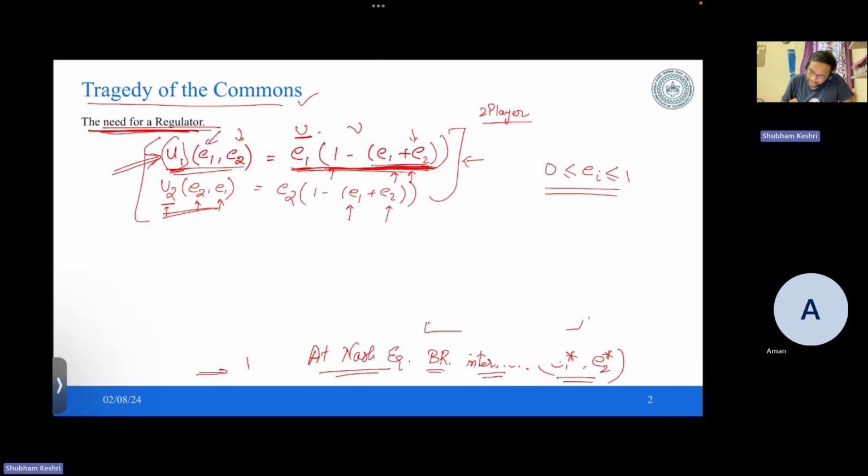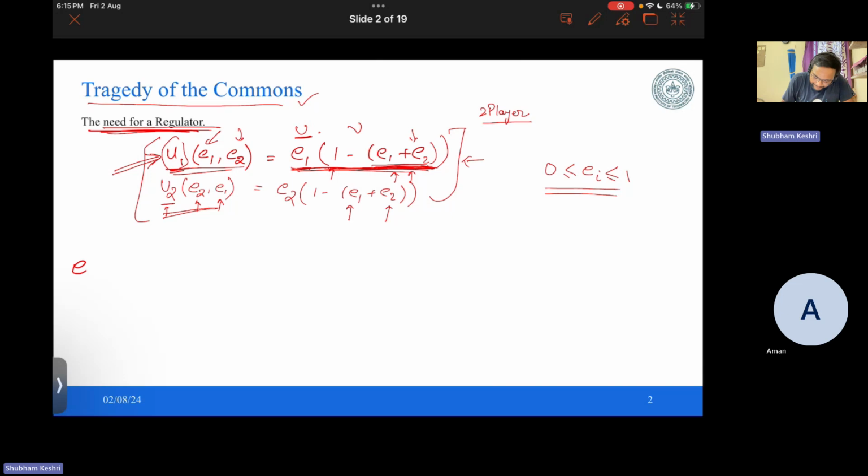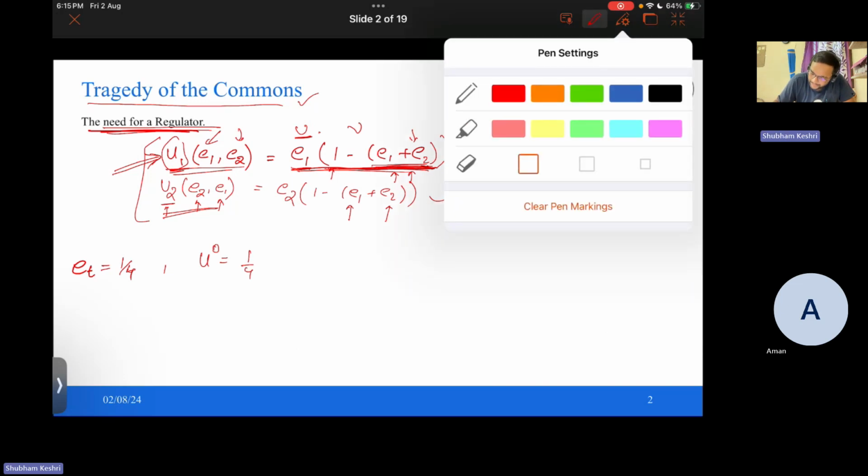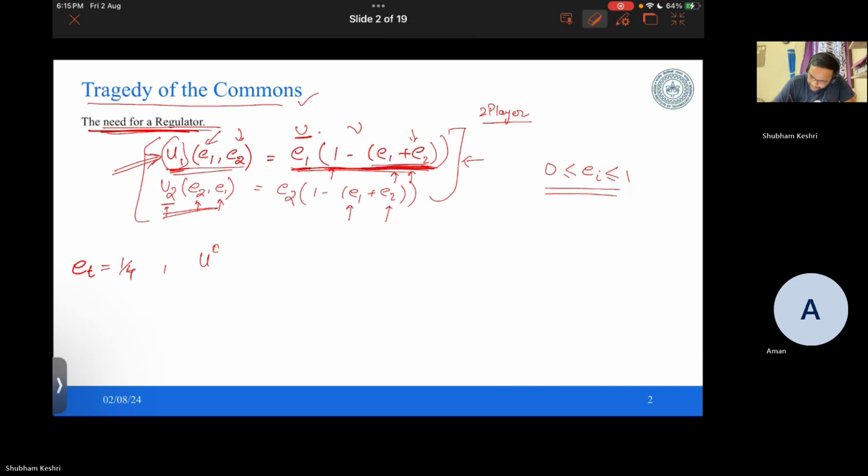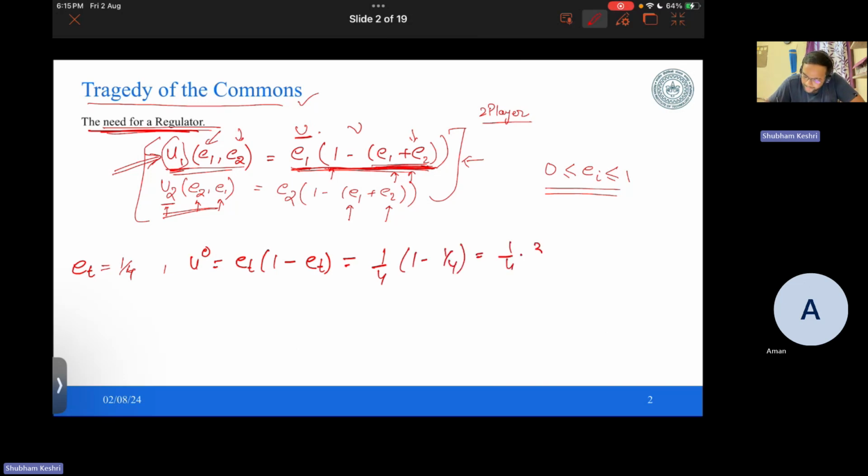So when we obtain the utility for ET as 1 by 4, the combined utility will become 1 by 4. So I will write the expression first. The expression is U0 is equals to ET times 1 minus ET. So the combined utility of both the players will become 1 by 4 times 1 minus 1 by 4, which is actually 1 by 4 times 3 by 4.